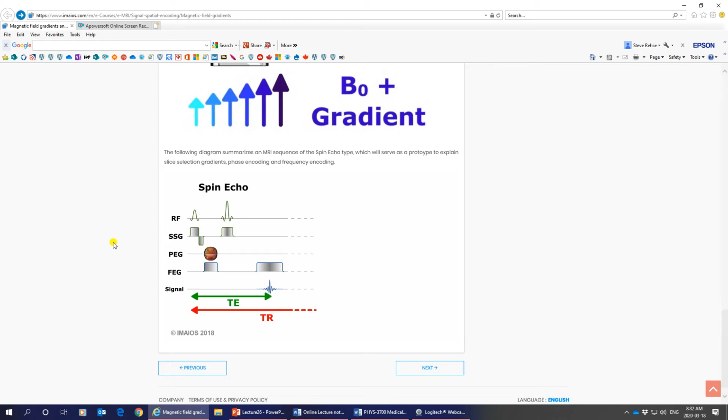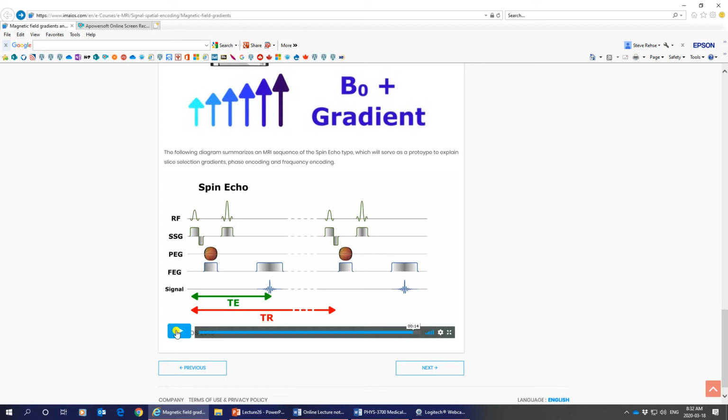These are repeated spin echo pulse sequences. Let's just pause it there, all right? I need you to know what this is by the end of this chapter on MR. This is the typical representation of a pulse sequence. It's got 1, 2, 3, 4, 5 lines.